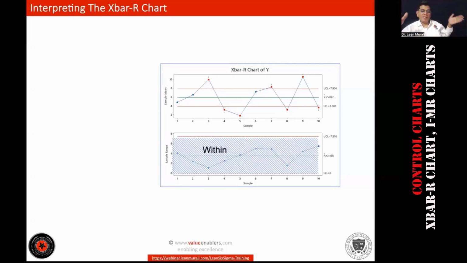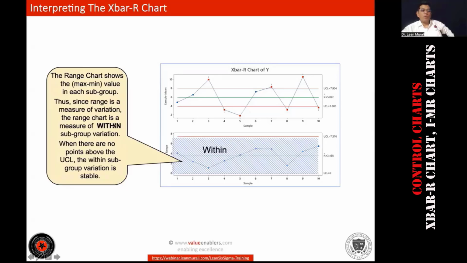Yes or no? All of you type yes in the chat box. Okay. Between the things at 1 o'clock and 5 o'clock, there will be a variation. That is called between variation. All of you type between in the chat box. This is what I wanted to complete. This is the important thing in the Xbar R chart.